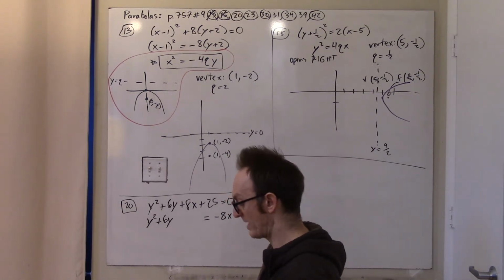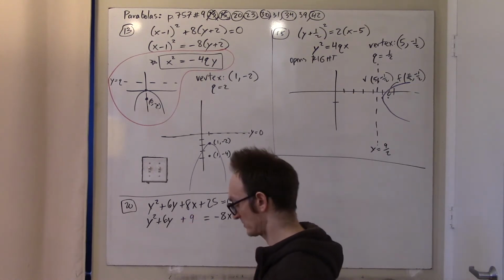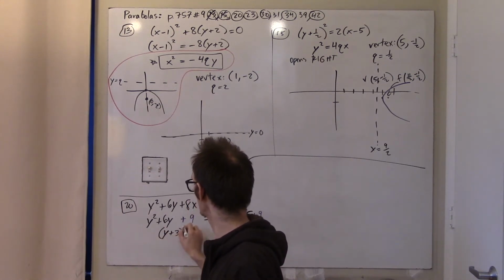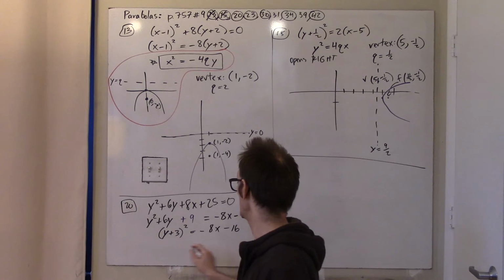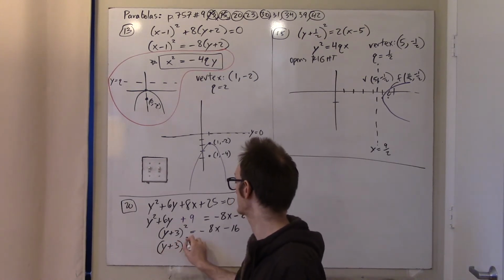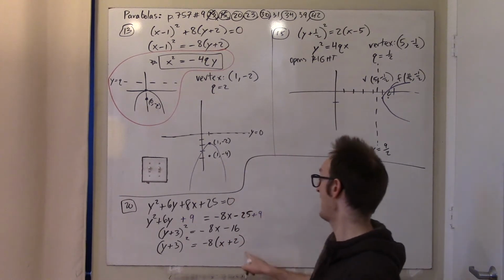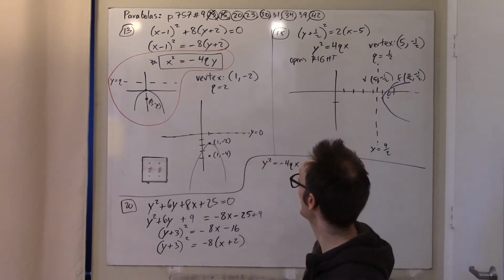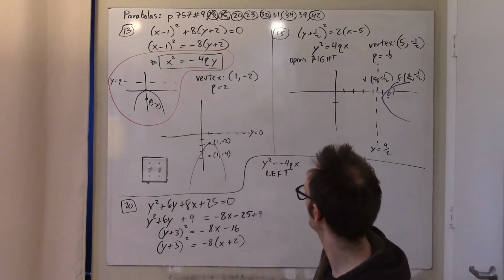Now I'm just going to complete the square here. So I add 9, and I add 9 over to that side as well. So this is (y plus 3) squared equals negative 8x minus 16. And so this is really (y plus 3) squared equals negative 8(x plus 2). So now I know that this is a y squared equals negative 4px type parabola, and this is opening left, therefore. It's a sideways one, and the negative means that.